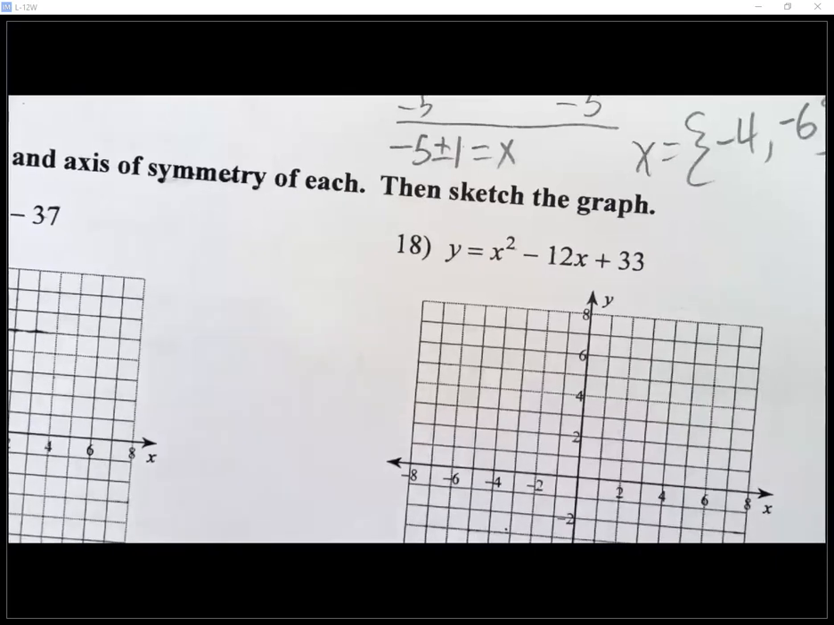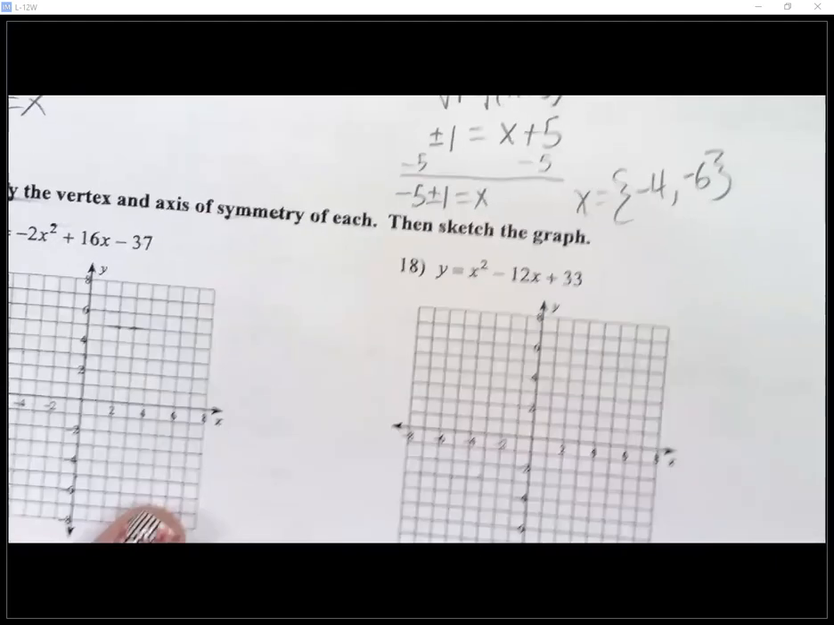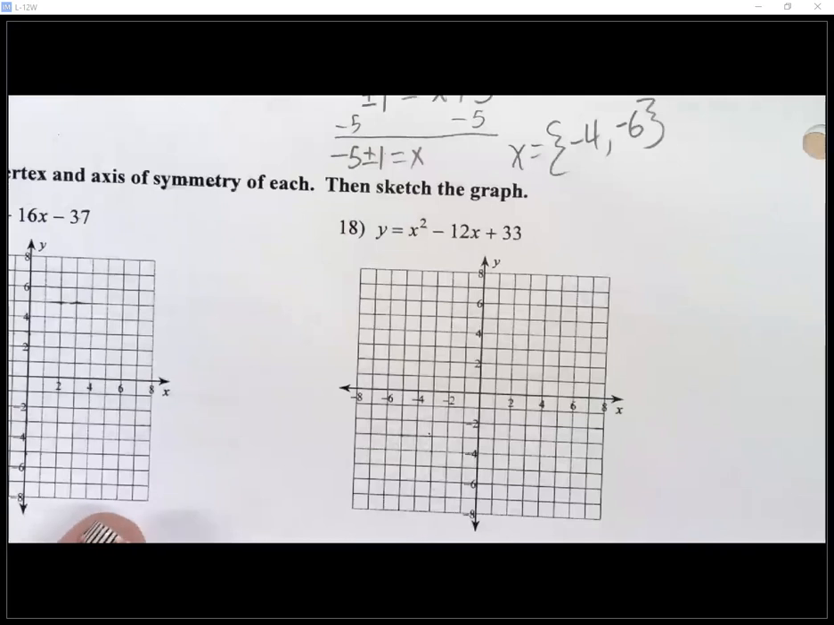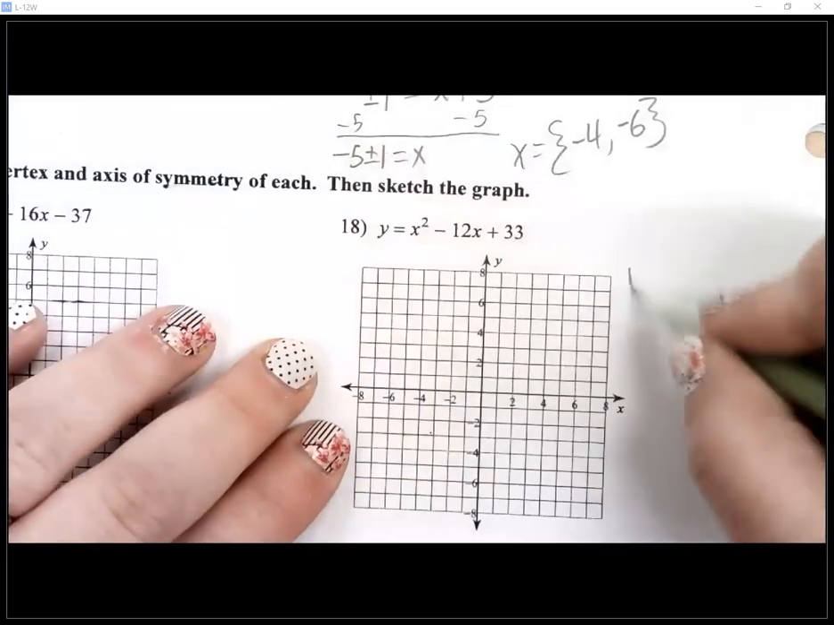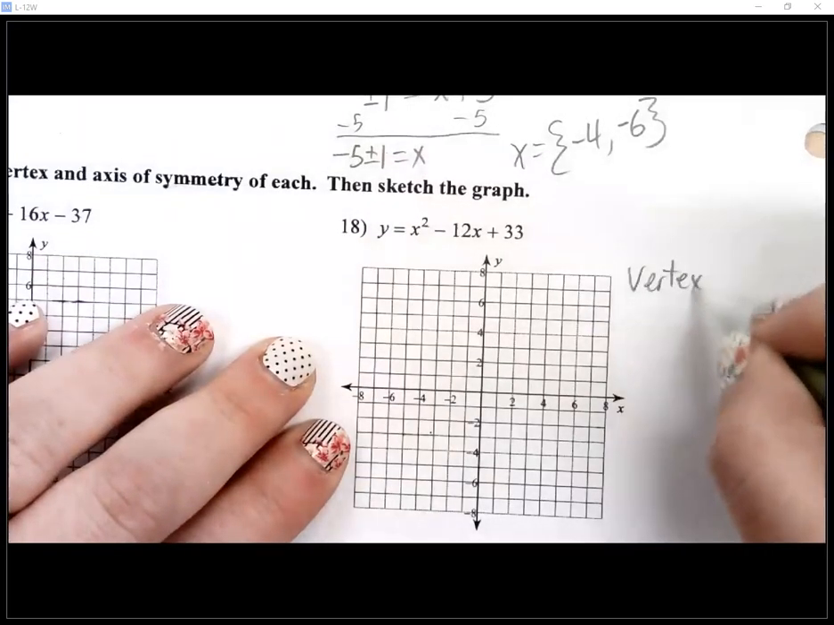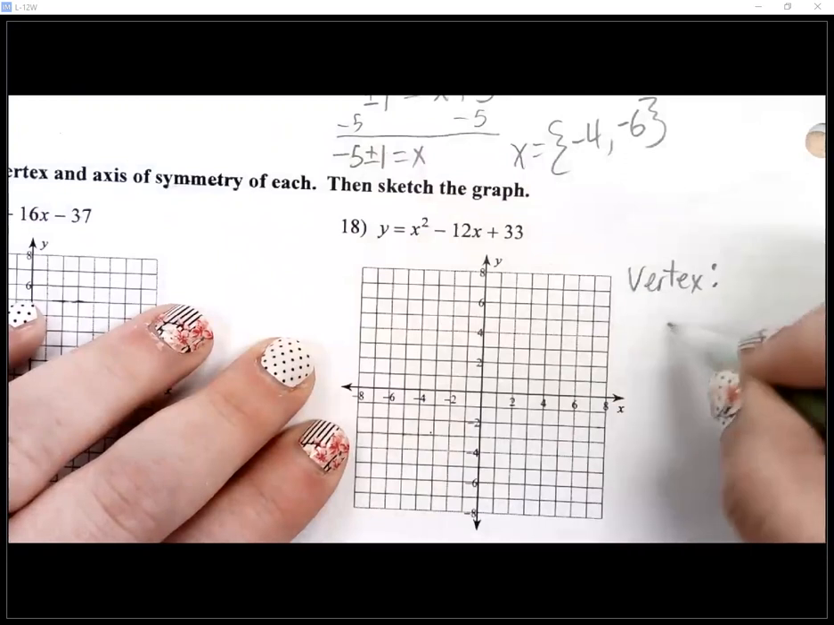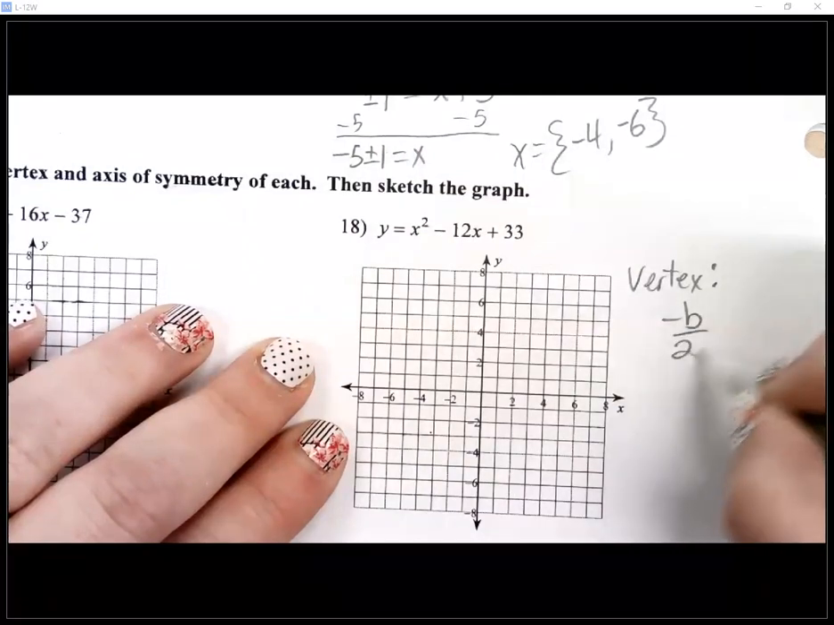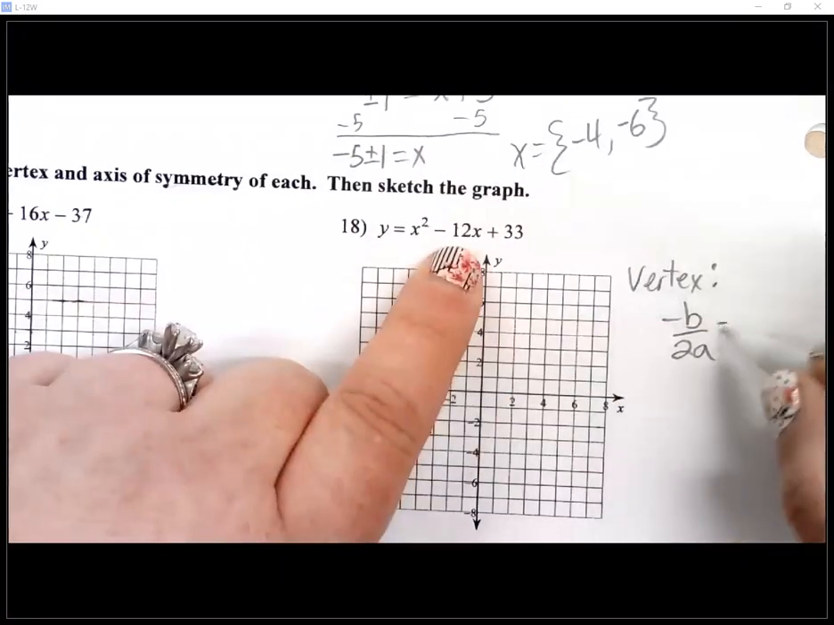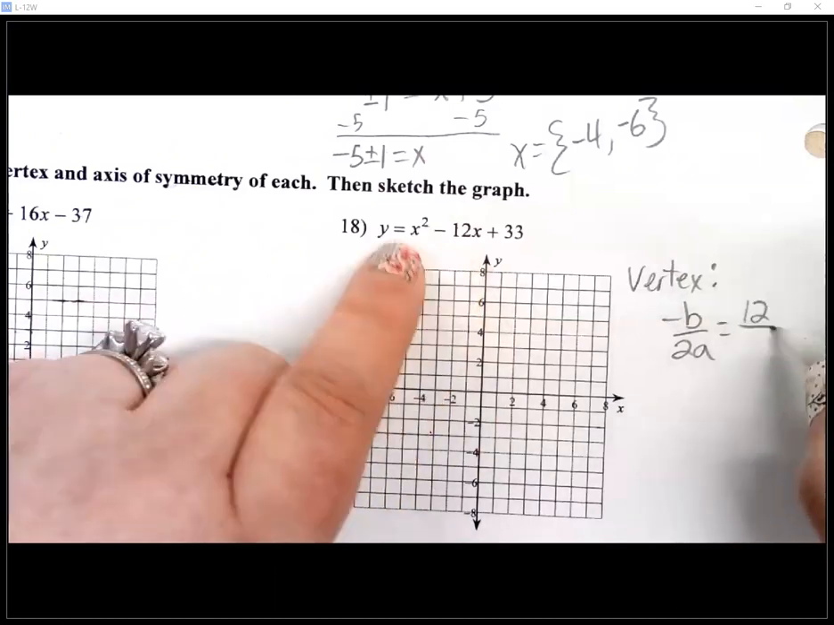So for number 18, I ask you to tell me what the vertex is and the axis of symmetry, and you have to graph it. Okay, cool. Well, to find the vertex, how do you do that? Yep, negative b over 2a, our old friend. So that's going to be a positive 12 over 2 times 1, which is just 2.